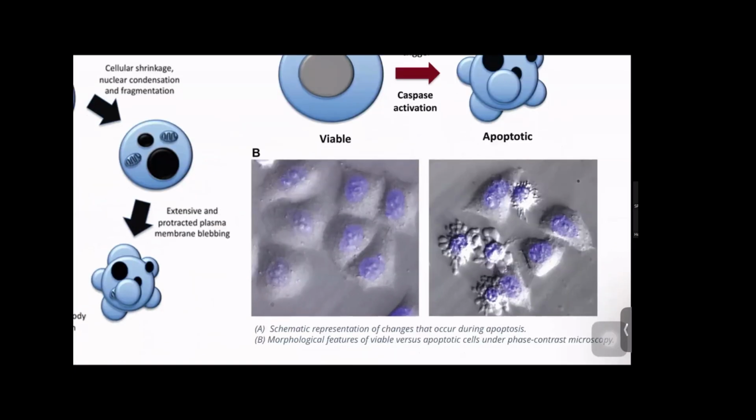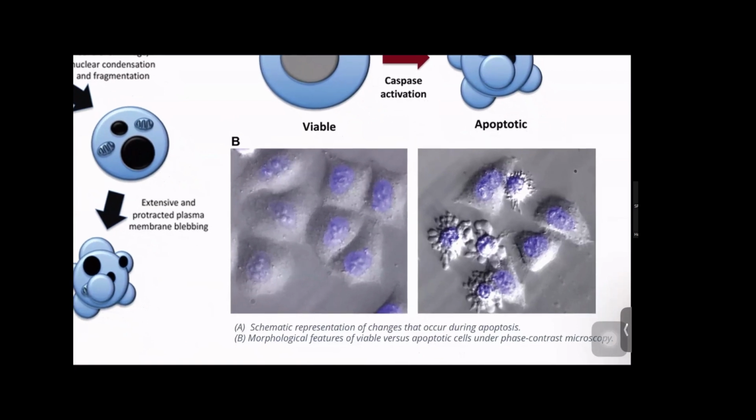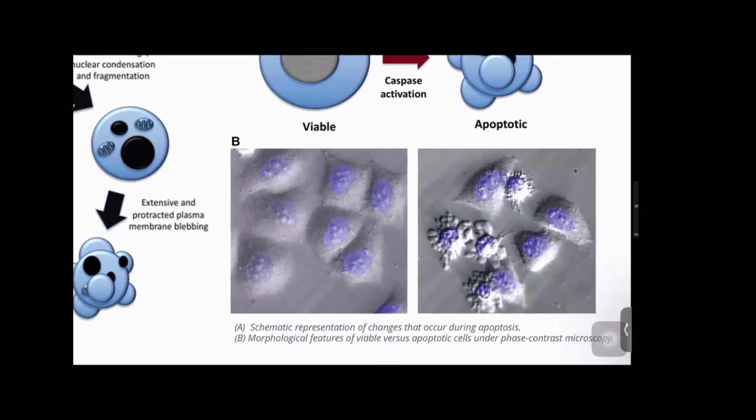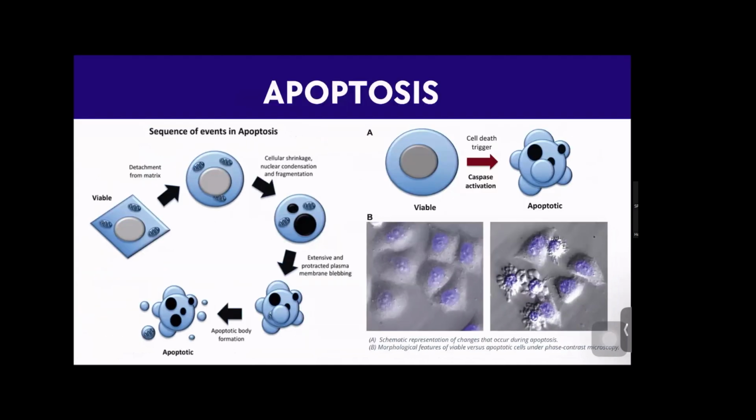In this illustration, you can see that there are really changes that occur during apoptosis. Here's a morphological feature of viable versus apoptotic cells under phase contrast microscopy. Again, I want you to remember apoptosis is a programmed cell death.